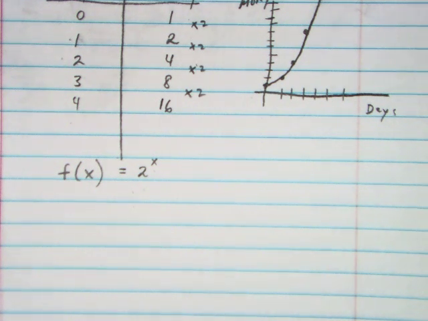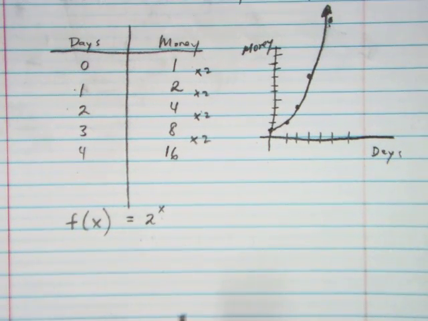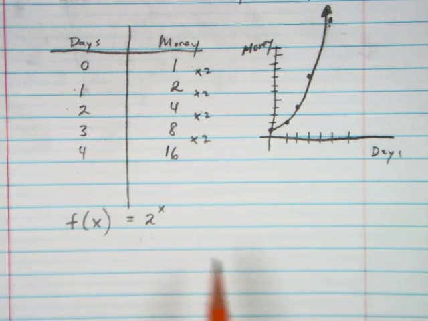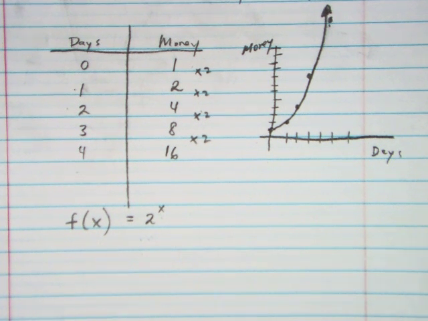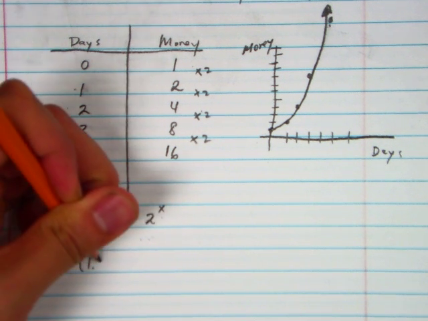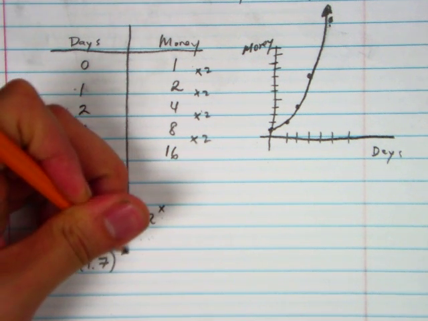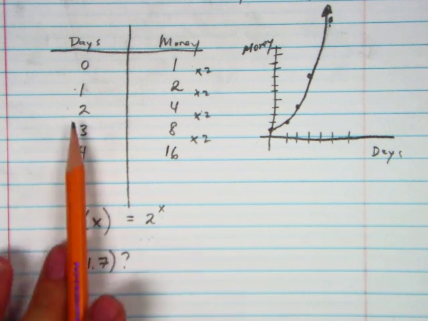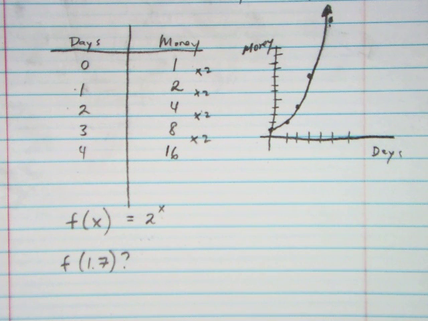Okay, in our previous mini lecture, we talked about an introduction to exponential functions. In this problem, we had days and money, and we talked about doubling money. We had an exponential function that could represent it. Well, if we have this function right here, what would f of 1.7 be? Is that possible? Could we find out how much money we had after 1.7 days?